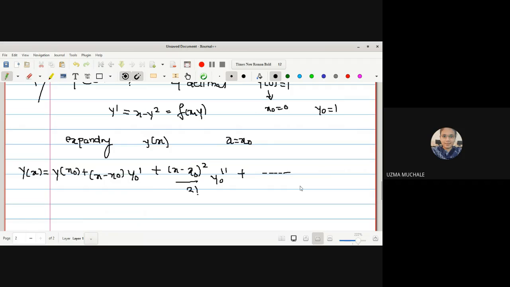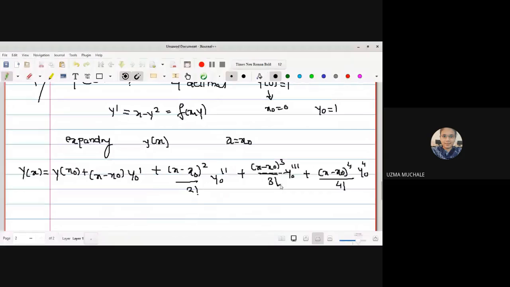Now, as we are provided that we have to find out up to 4 decimal places, so we will find out up to 4 derivative. So the last term I can write as (x minus x naught) raised to 4 divided by 4 factorial into y naught raised to 4, that is 4 derivative. And I will write here also (x minus x naught) cube divided by 3 factorial and derivative y naught triple dash. First we find out and put x is equal to x naught.